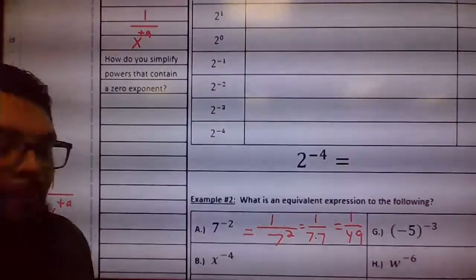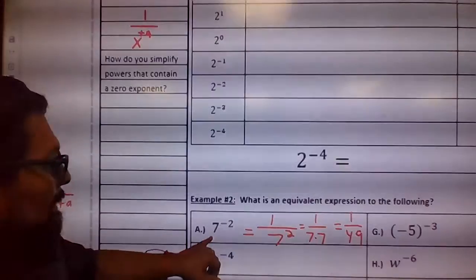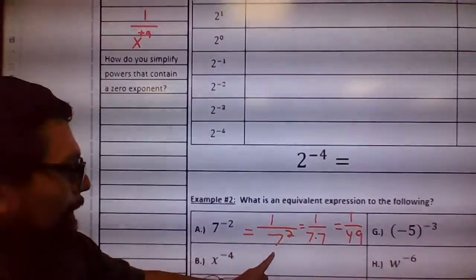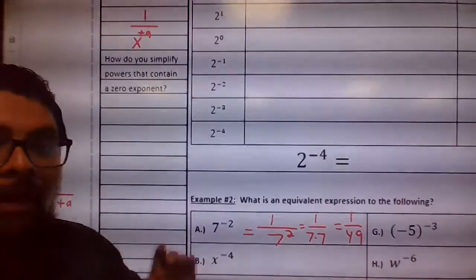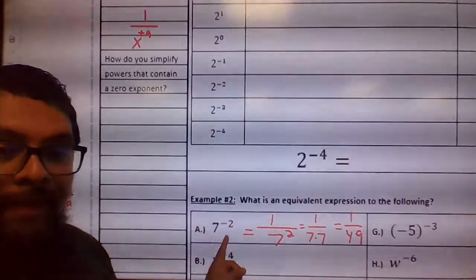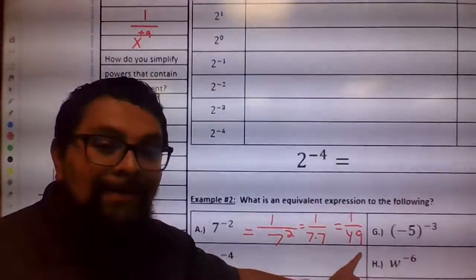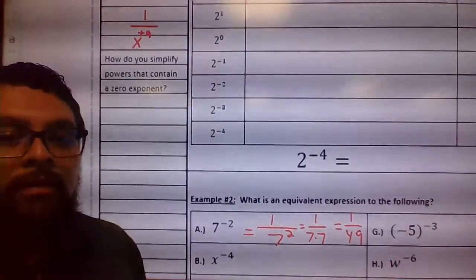Okay? Got that? All right. So whatever the base is, you put it on the bottom, and then the exponent is negative 2, so you turn it into a positive. Now, if you were to put this into a calculator, guys, this would show up as this, and then it would turn it into a decimal. It's the same thing. Okay, now let's go ahead and do B.